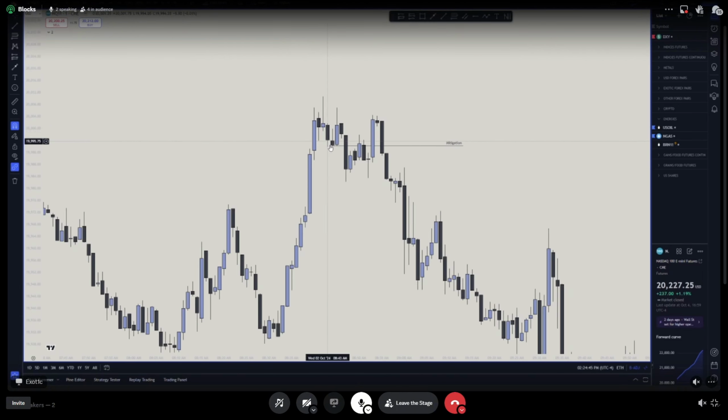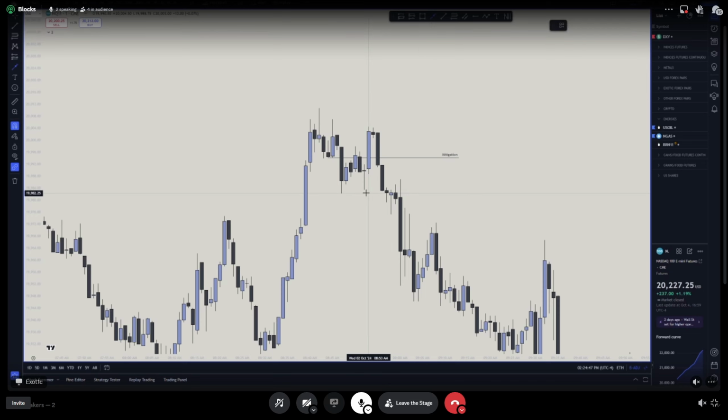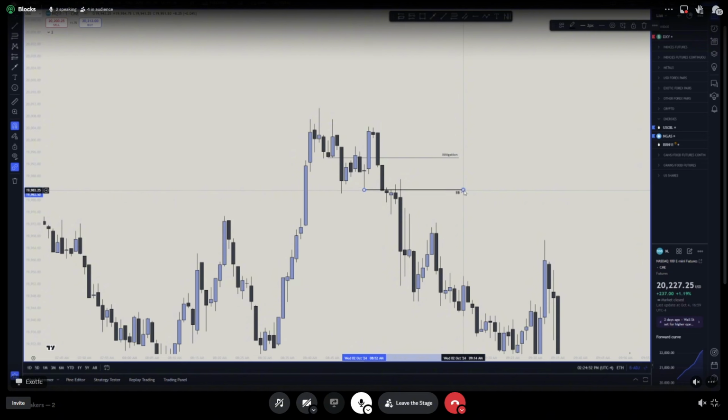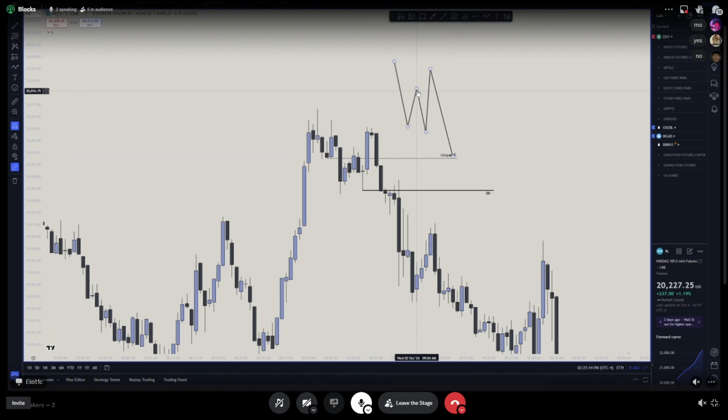And now, would we consider this here to be our breaker block? Anyone in the chat? Would we consider this to be our breaker block here? Genuine question. Because we have this double-sided sweep here, right? We have the sweep of buy side, and then we have the sweep of sell side, right? Now, are we going to consider this our breaker?